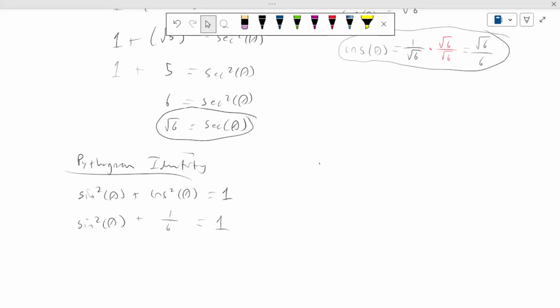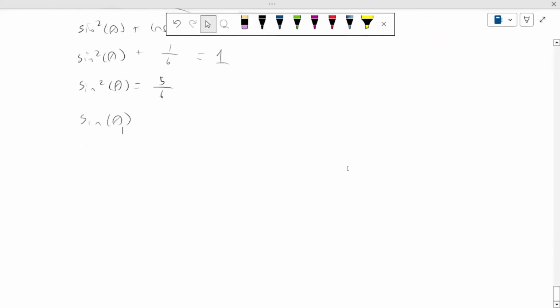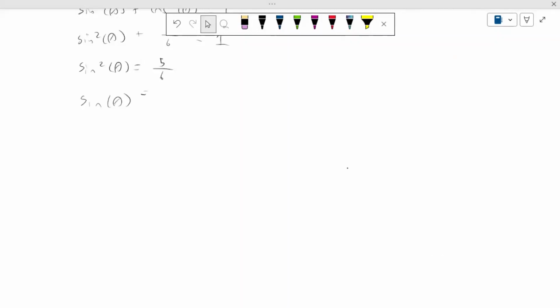Now I'll subtract 1/6 on both sides of the equation, and I get sine squared of theta is 1 minus 1/6, right? That's 6 over 6 minus 1 over 6, which is 5 over 6. Now I can take square roots on both sides, and I get that sine of theta will be equal to the square root of 5/6, really plus or minus, but we're talking about lengths in a triangle, so it's going to be a positive square root of 5 over 6.